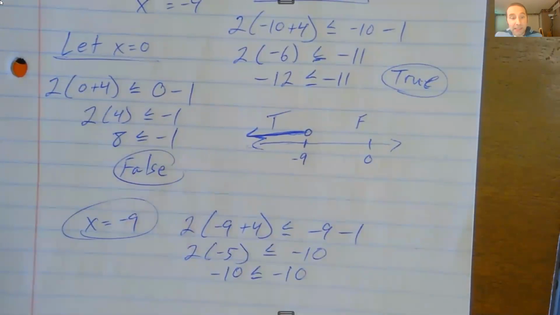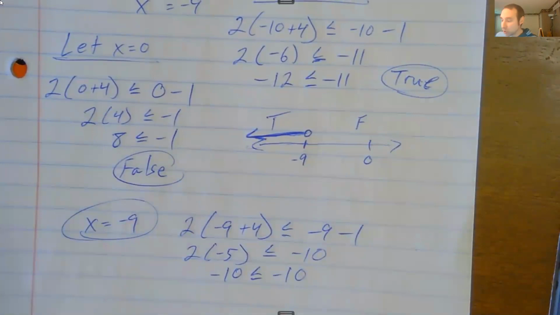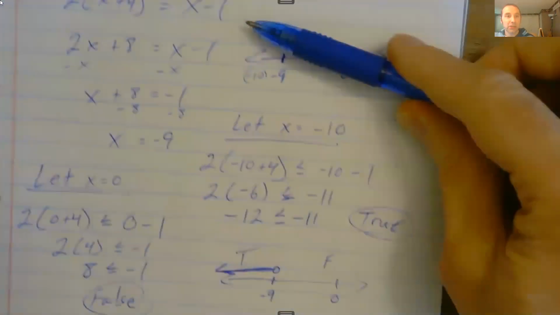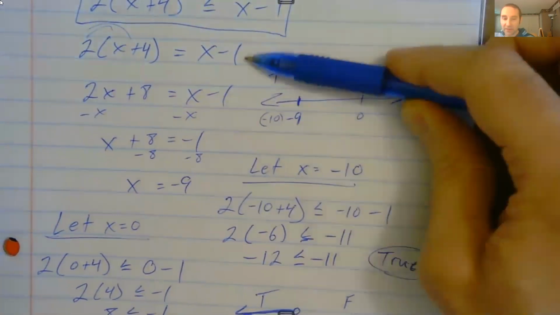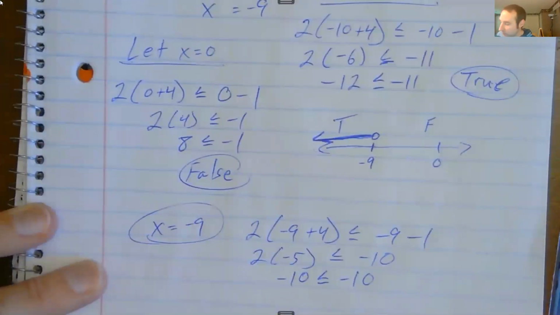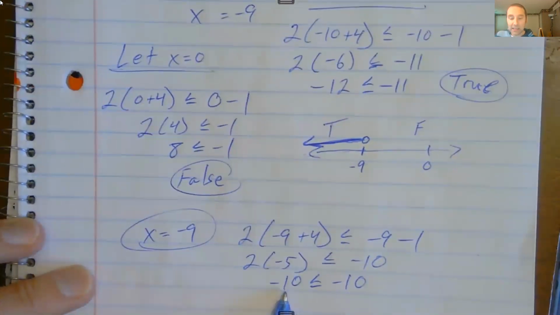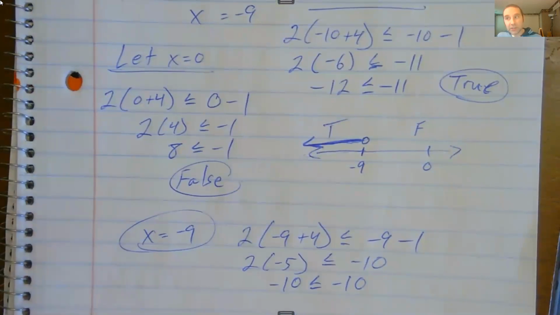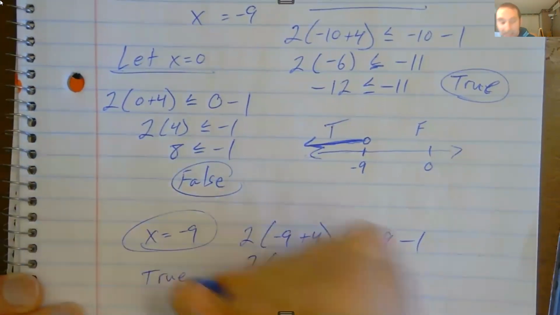2 times -5, that's -10, is less than or equal to -10. We kind of should have expected that, because that's how we found the boundary point in the first place. We turned the inequality into an equation, and -9 is the x value that made these things equal. And sure enough, they're equal to each other. So is -10 less than or equal to -10? And it is. This is a little different than the previous example because of that "or equal to" part. And so I want to include -9 in my solution.